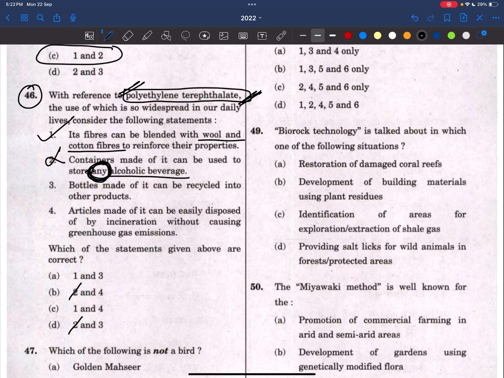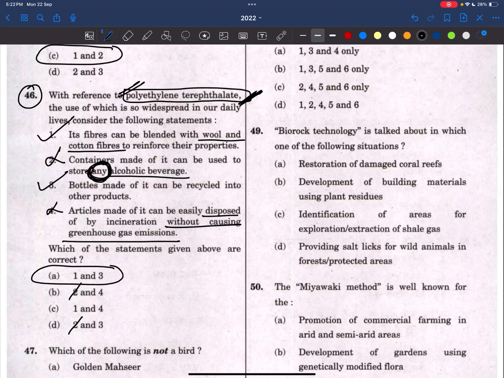Now let's see. Bottles made of it can be recycled into other products. Yes, this is recyclable as well. Okay, we can recycle it. Since it is a polymer, we can recycle it. Okay, now articles made of it can be easily disposed. No, I said no. They are non-biodegradable. They can't be disposed by incineration without causing greenhouse gas emissions. Yes, without causing greenhouse gas emissions. This is also a very extreme statement. See, anything which is made by man, definitely it will be having negative effects on nature. Okay, so the answer is 1 and 3.